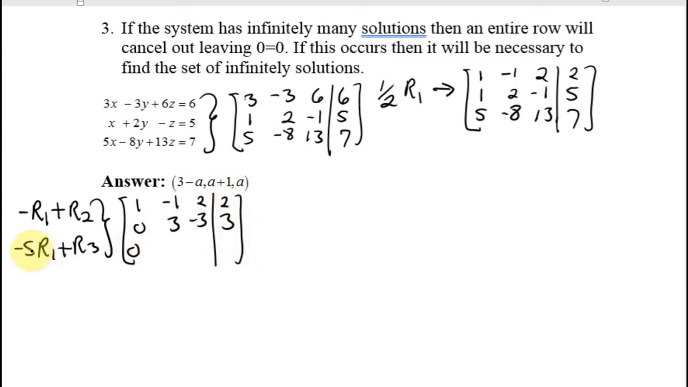Now we're saying -5 times row 1 plus row 3. So that's a 0. Then we get 5 minus 8, -3. -10 plus 13 is 3. And then -10 plus 7 is -3. Now adding row 2 to row 3 would just cancel out row 3.